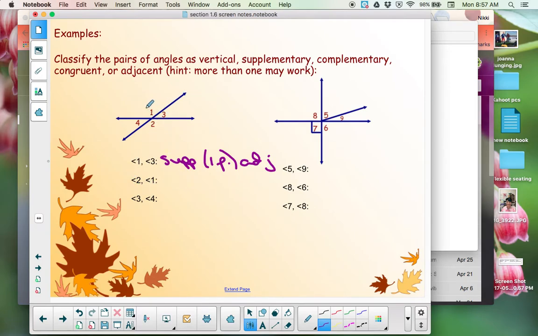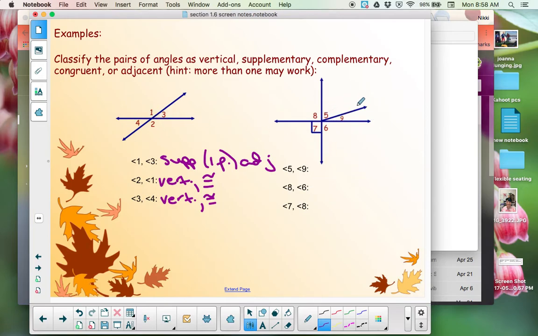Angles 1 and 2 sit across from each other in the X, so we know that 1 and 2 are vertical. Because they're vertical, they would be the same measure, so they would also be congruent. I'm going to use the symbol for congruent that we learned in the last section so that it's easier for me to write. 3 and 4 would be exactly the same. 3 and 4 are on opposite sides of the X, so they are vertical, which means that they are congruent. Notice vertical angles aren't adjacent. They don't sit next to each other. They sit across from each other.